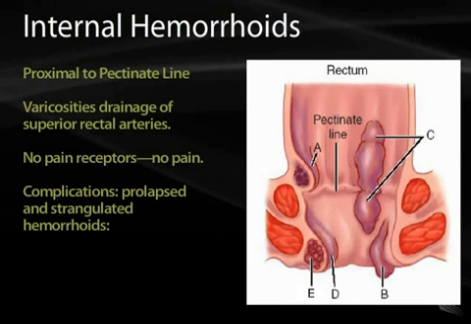Internal hemorrhoids are proximal to the pectinate line and are varicosities of drainage of the superior rectal arteries. So internal hemorrhoids are from superior rectal artery varicosities, external hemorrhoids from inferior rectal artery varicosities. Classically, internal hemorrhoids are not painful as there are no pain receptors present in this area. However, if they prolapse or strangulate for any reason, they then do become painful, and these are complications of these hemorrhoids.